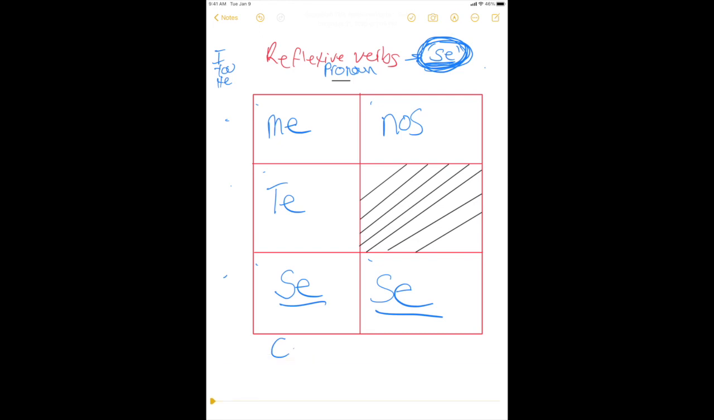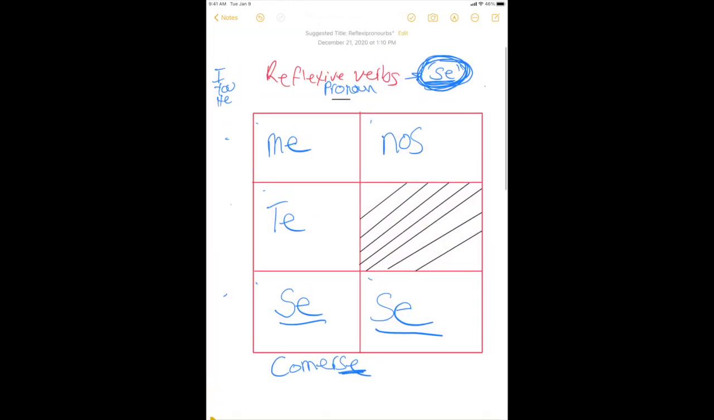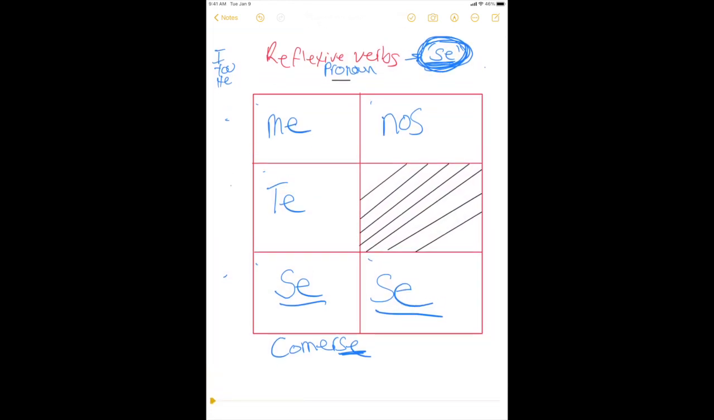So if you did something, for example, like comerse, okay, we've seen comer, right? What does comer mean? To eat. To eat. So we're taking the se, and now it just matters as to who's doing the eating. If let's say we want to say something like I ate, I would take the se, move it to the front, and use me because I'm the one eating. So me, and then the comer gets handled normally.